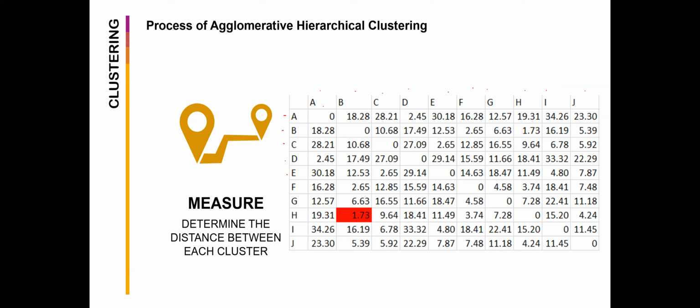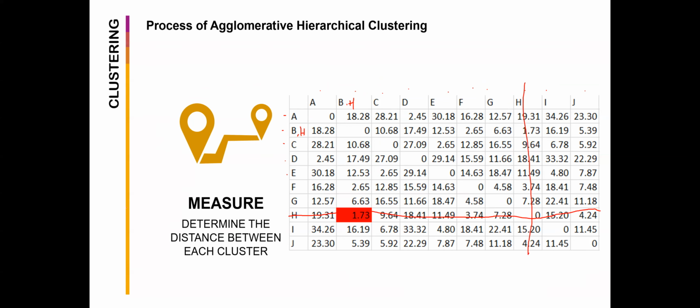So here we look at the distance. Of course, A to A, they are the same point, so the distance is 0. A to B is 18, A to C is 28, and so on. From all of these distances, the nearest ones are B and H, at 1.73. So now we combine the two, and we will now have a BH cluster. So it becomes BH, and H disappears now.